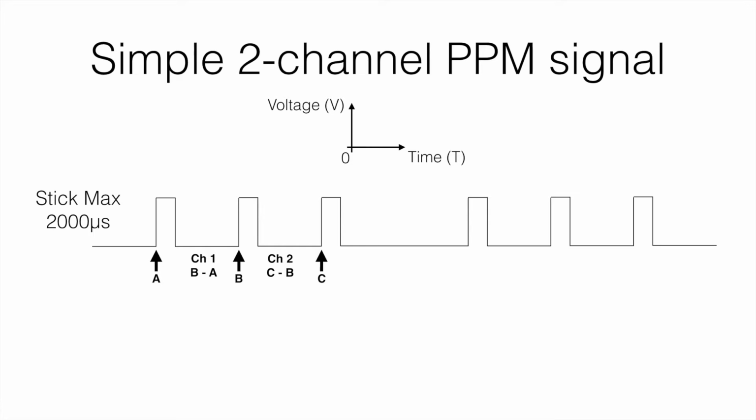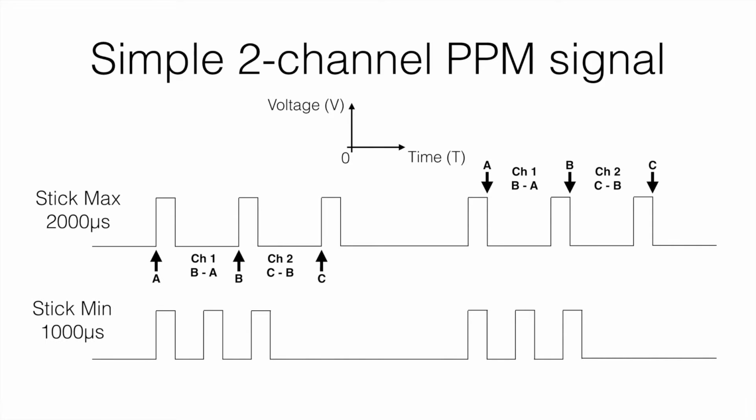The same thing can actually be done on the falling pulses as well. Instead of rising, you'll have the same positions A, B, and C. And then to calculate channel 1, you'll have B minus A, and channel 2, C minus B. And the exact same thing happens when we look at the stick position set to their minimum value, which represents 1000 microseconds. So it doesn't matter if you use a rising pulse or a falling pulse. You can use the same mechanics to calculate the value of that particular channel.